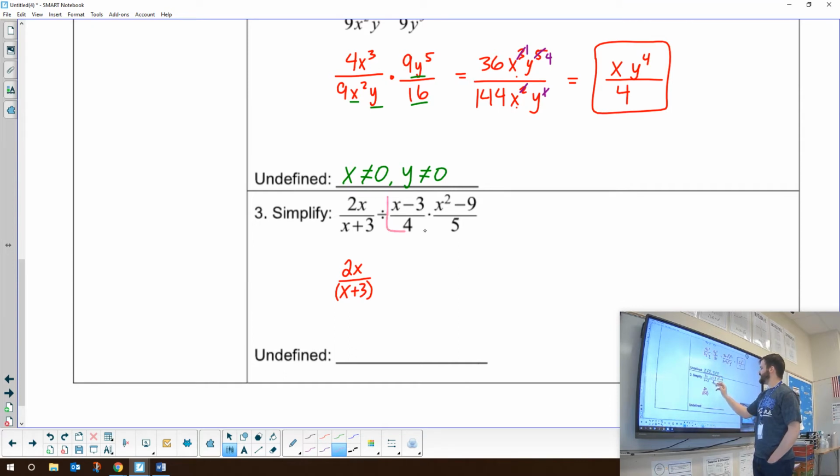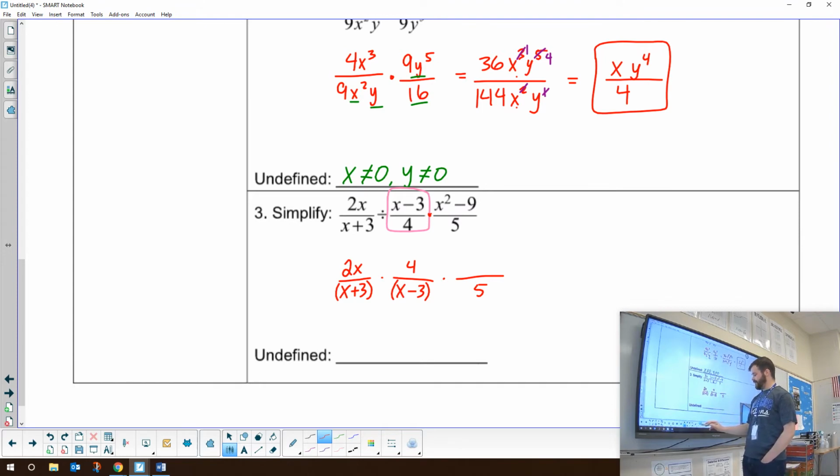So this second fraction here needs to be flipped. Okay? So we need to write our 4 on top and our x minus 3 on bottom. Whenever I write this, we're going to instead multiply by 4 on top, x minus 3 on bottom. Now, I only flip the one that comes just after the division sign. So this one is multiplying, so I do not need to flip my second one here. So this x squared minus 9 over 5 is just going to stay x squared minus 9 over 5.